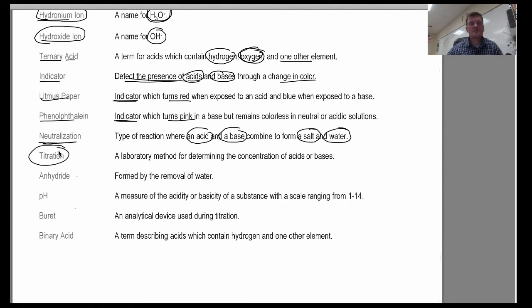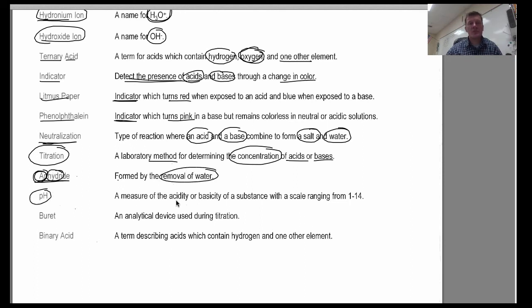This titration, I'll do a titration for you guys in class, and that is basically a method for mixing acids and bases and then determining what the concentration is of one of them that is unknown. Anhydride basically is when you are going to remove water. Hydride is hydrogen, hydrogen, water, right? So you're going to remove water.